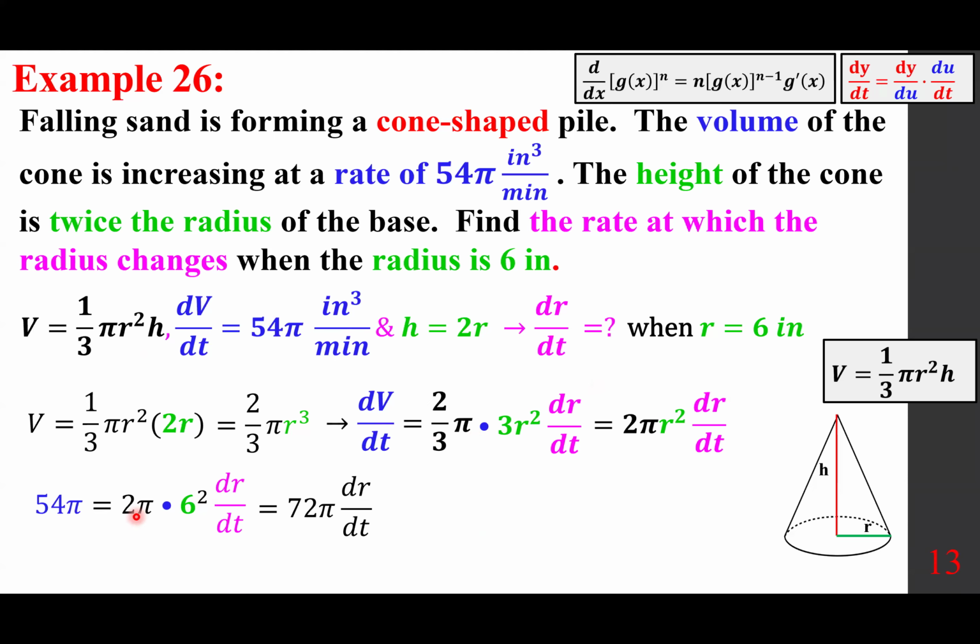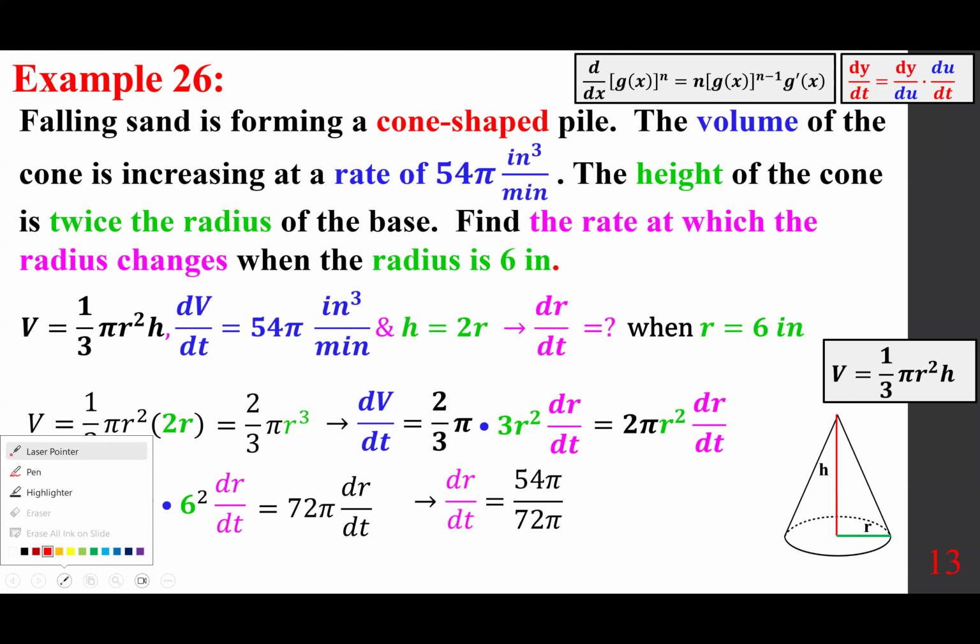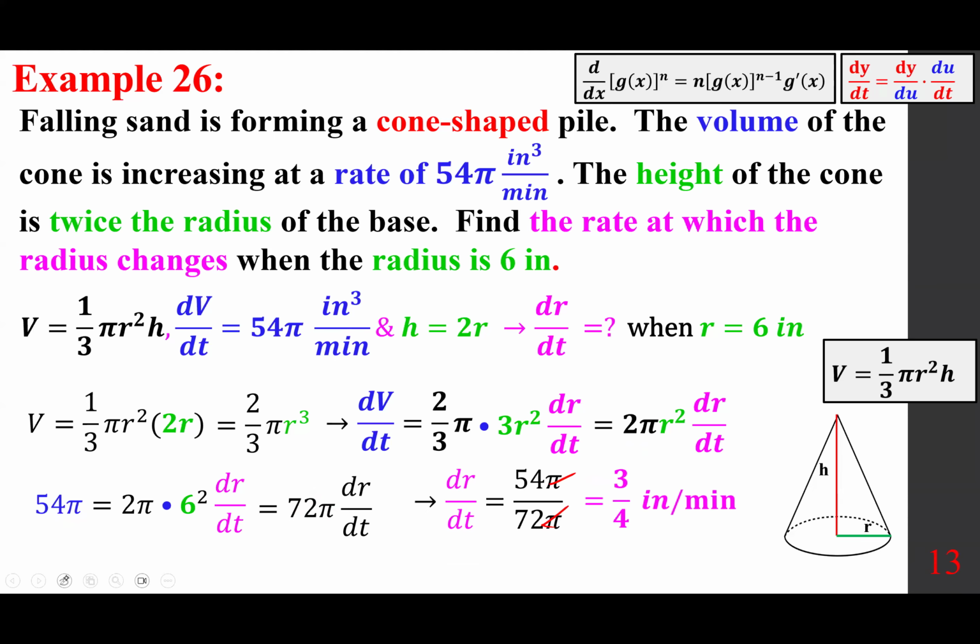We are going to divide both sides by 72 pi, because we want to get rid of this. Pi and pi cancel each other. 54 and 72, they're both divisible by 18. We get 3/4 of an inch per minute.